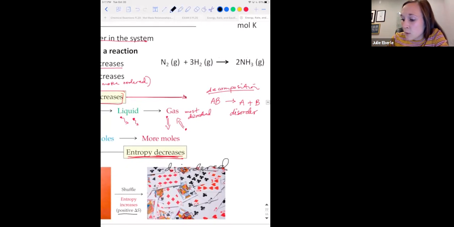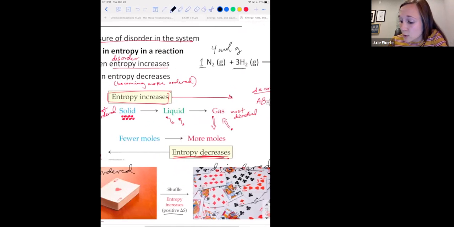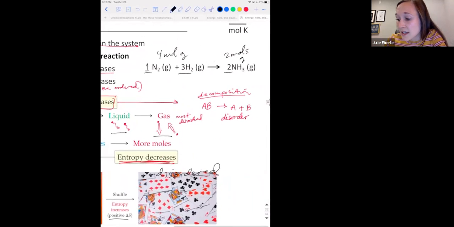We have 1 mole of nitrogen gas. There's an understood 1 plus 3 more moles of hydrogen gas. We have 4 moles of gas on the reactant side. And we only have how many on the product side? 2. All the products and reactants are gases. So we actually don't have to worry about changes of state, solid, liquid, or gas, but we do have to address it. Okay, what's happening with regards to the number of moles? That's really how we're assessing this one.